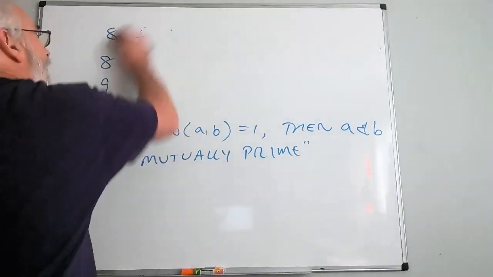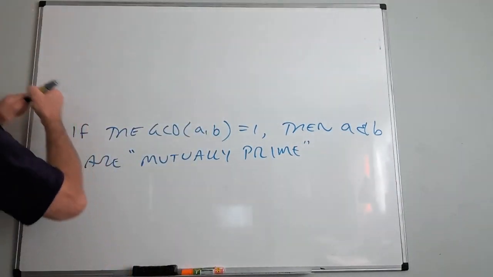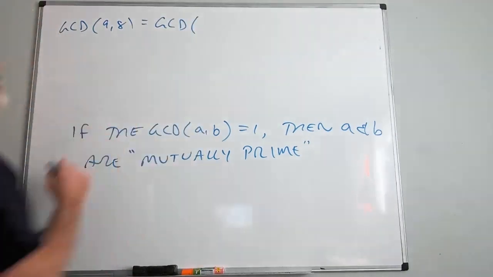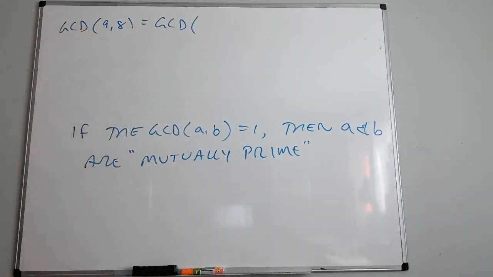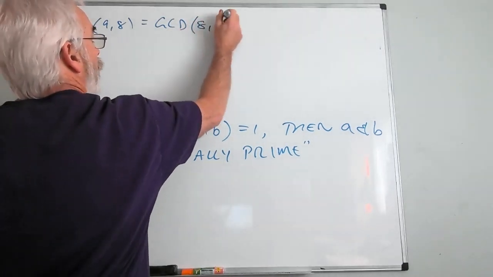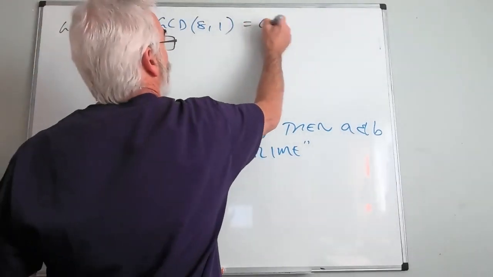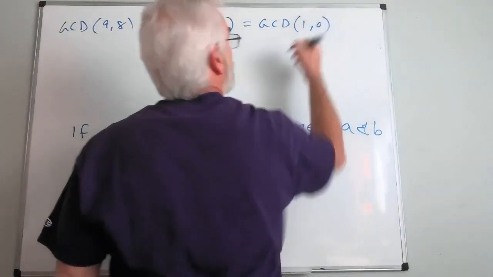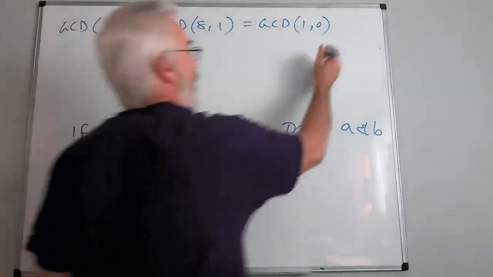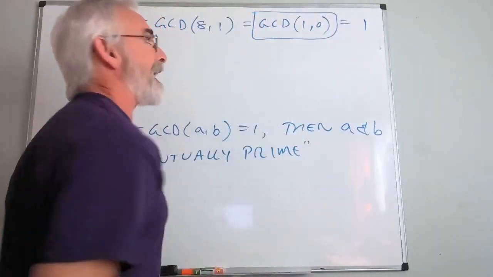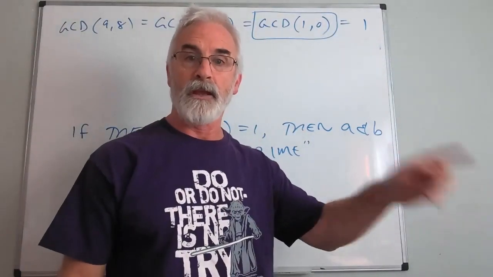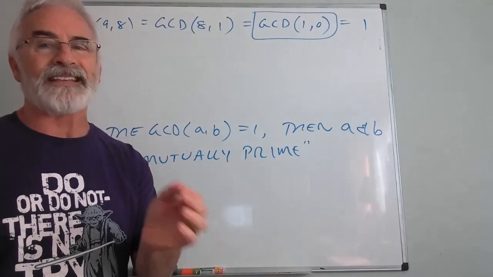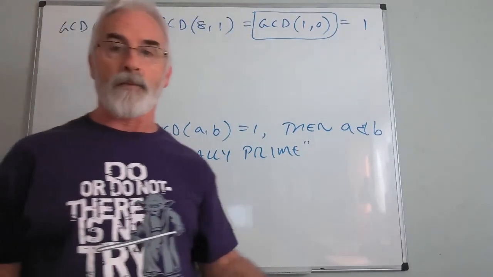Well, how does this look in the Euclidean algorithm? Well, let's do it. I've got the GCD of 9 and 8, and that's going to be the GCD of, well, look at this. 8 goes into 9 exactly 1 time, and we'll have a remainder of 1. So this will now be 8, 1. The number 1 goes into 8 exactly 8 times with the remainder of 0. Oh, then my answer is going to be 1. So this step right here is the key step. If you ever see this in your Euclidean algorithm, that means not only is your answer one, that means your numbers were mutually prime. It doesn't indicate that either individual number is prime. It just meant they had no common factors other than one.